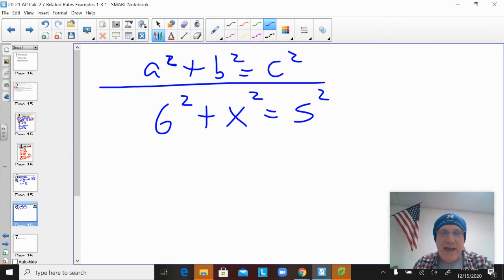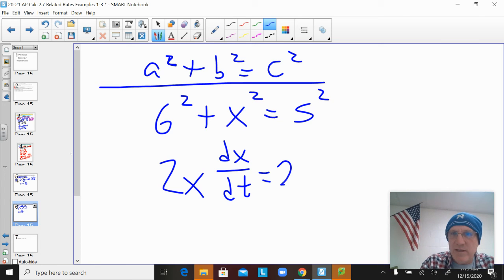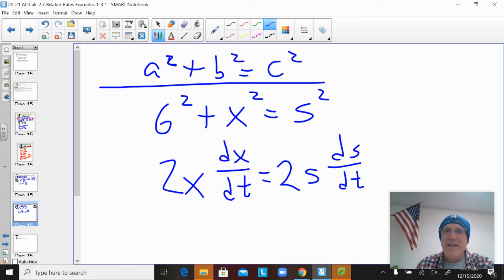So there's the equation I need to take the derivative of with respect to time. Well, don't get fooled. 6 squared is just 36. 36 is just a number, and the derivative of a number is 0. So don't put 2 times 6 to the first. It's not a power rule. It's a constant. So that's just 0. The derivative of x squared is 2x dx/dt. And the derivative of s squared is 2s ds/dt.